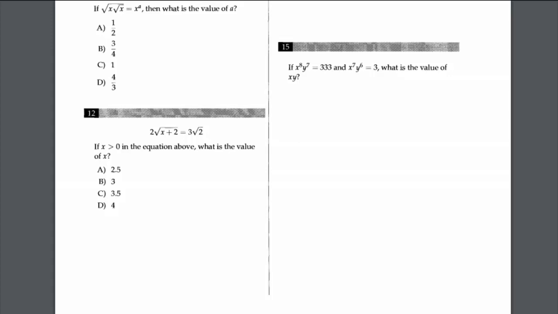And now start to square both sides. So that is going to be x plus 2. And the right-hand side will be 9 over 2. 9 over 2 means 4.5. 4.5 minus 2 equals 2.5. So x equals 2.5.